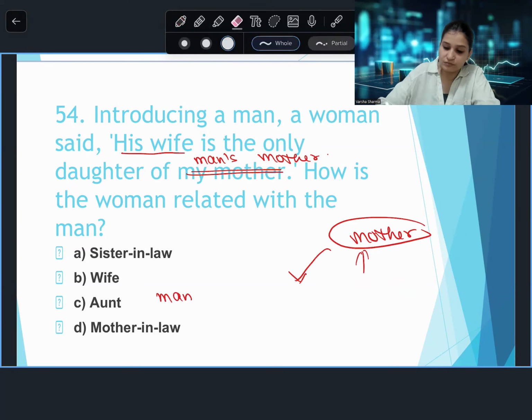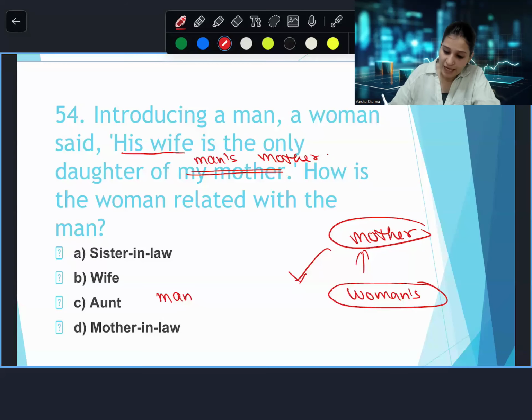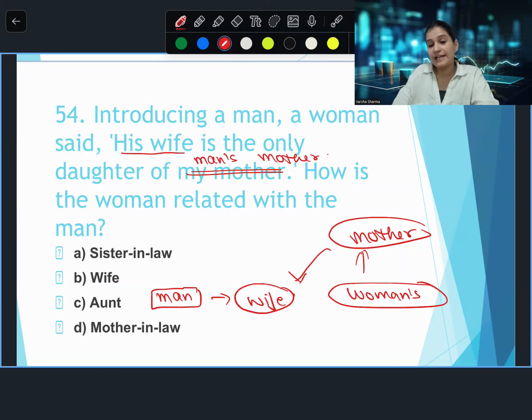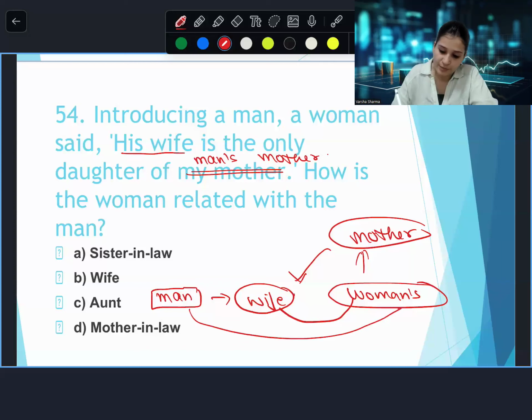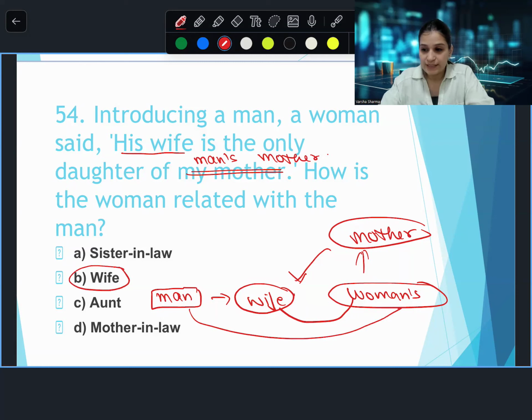Ma'am, my mother would be the woman's mother, right? Man's wife is the only daughter, but right now I've written two daughters. That means this woman and wife are the same person. Agree? That means this man and woman are husband and wife. Yes, ma'am. Guys, any doubt? Once again, I'll write this, ma'am. No problem.